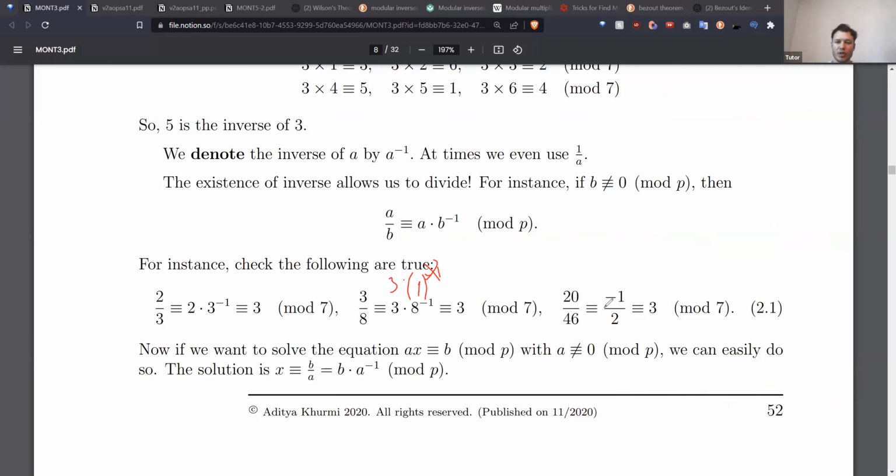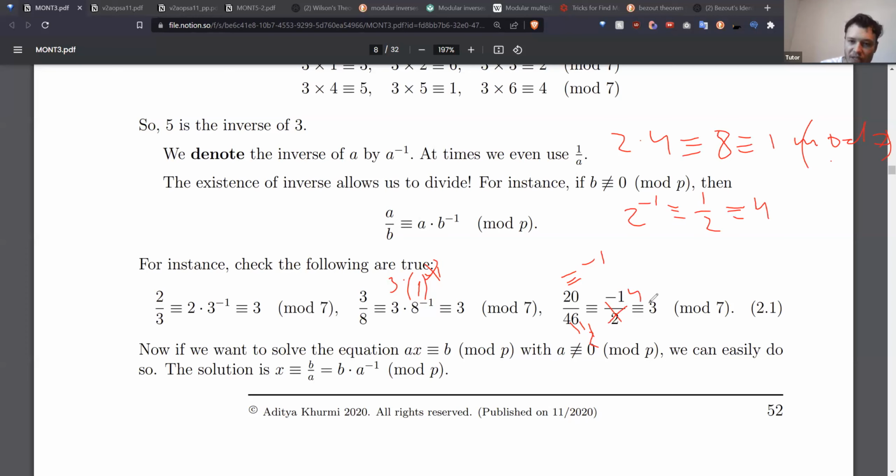And now how about 20/46 mod 7? You see that 20 is congruent with -1, and 46 is congruent with 2, so the entire thing is congruent with -1 divided by 2. But what is the inverse of 2? We see that 2 goes with 4, right? 2 times 4 is 8, which is congruent with 1 mod 7. So if somebody gave you 1/2, this is actually the inverse of 2, which is 4. So I can replace it as -1 times 4. It's going to be congruent with -4, which is congruent with 3 mod 7. Yeah, so that's how fractions in modular arithmetic work.